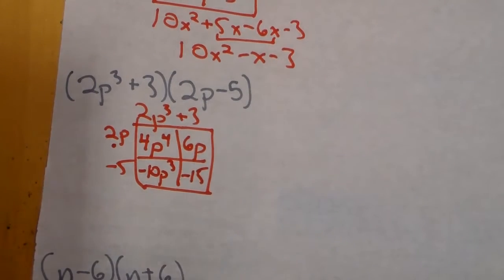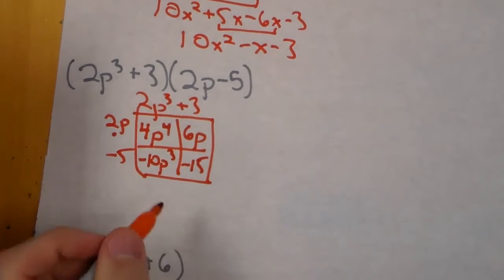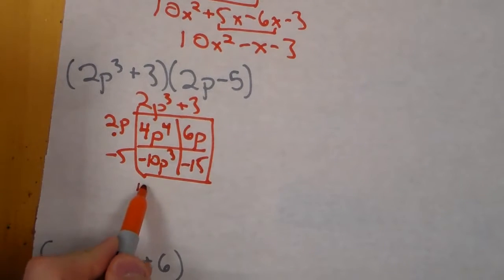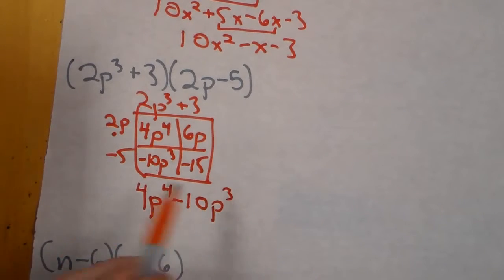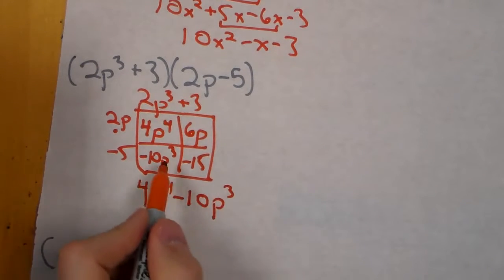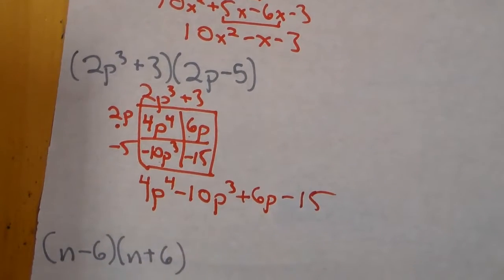Now why this problem is important is these two are not the same anymore. They're not like terms, so I'm just going to write them all out in descending order. I have 4p to the fourth, then negative 10p to the third, then the next one is plus 6p, and then minus 15.